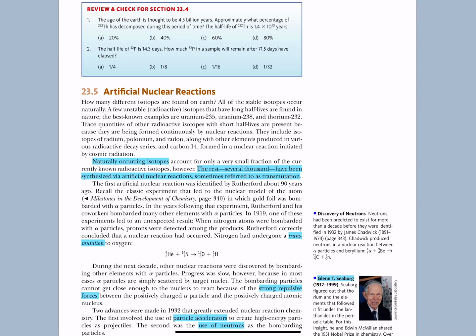The example here in your text is if we take an alpha particle and we accelerate it and manage to smash it into a nitrogen atom, its nucleus, the nitrogen atom will transmutate into an oxygen-17 nucleus and shoot out a proton.